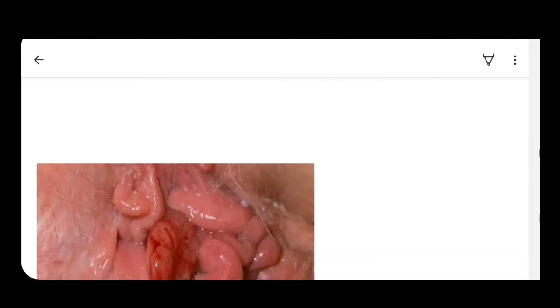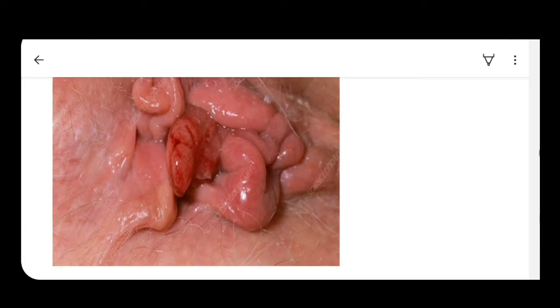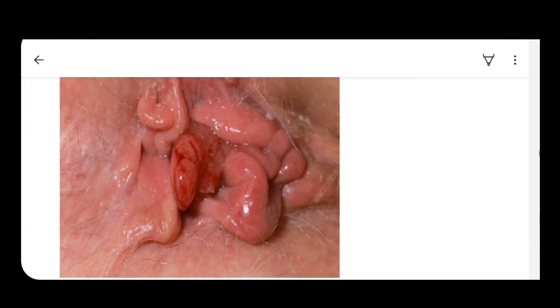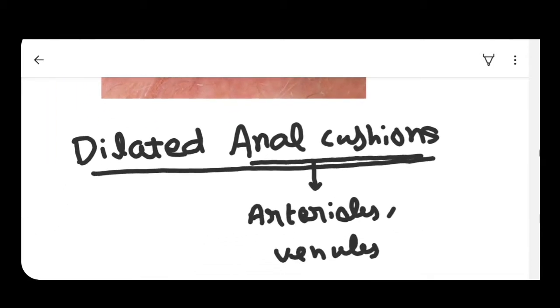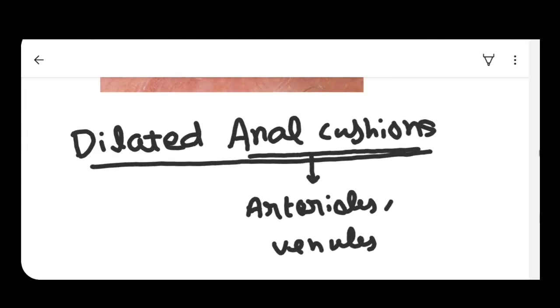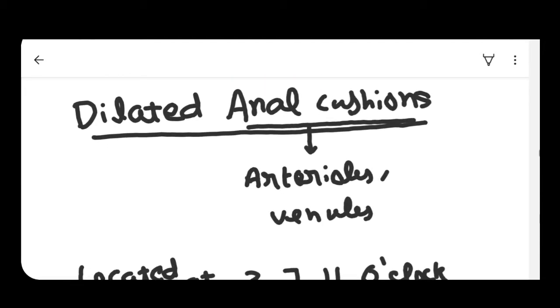So in this video, I'm gonna discuss a very important topic from surgery, that is hemorrhoids. So guys, look at this diagram. So these are the hemorrhoids. So what are the hemorrhoids? Hemorrhoids are the dilated anal cushions. Okay guys, so anal cushions include arterioles and venules. Mainly the superior hemorrhoidal vein is included in the hemorrhoids.